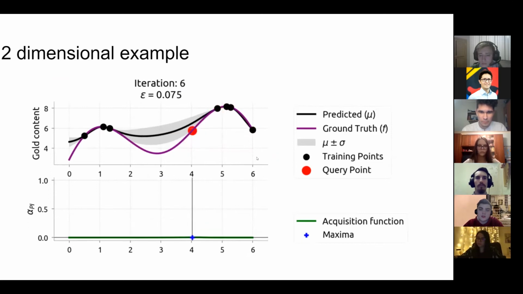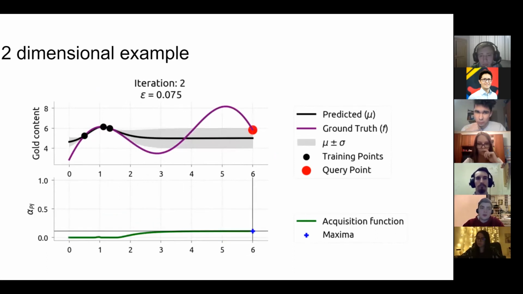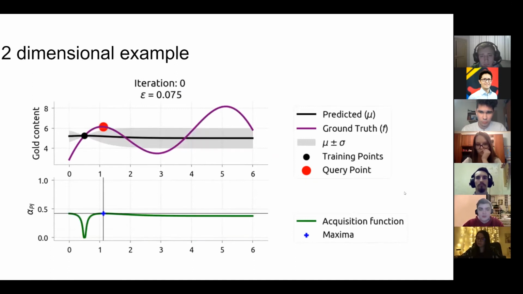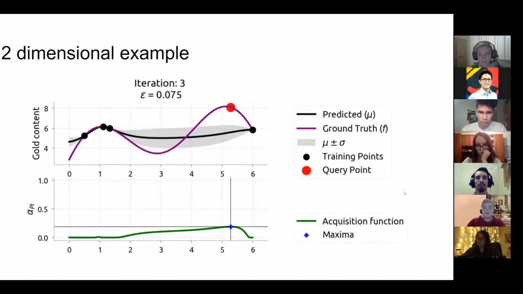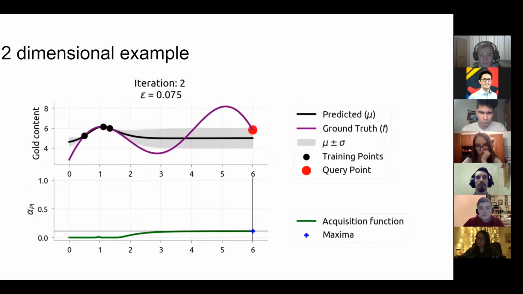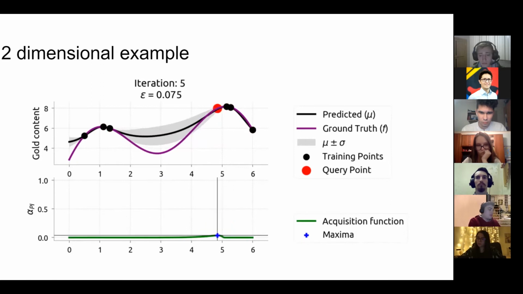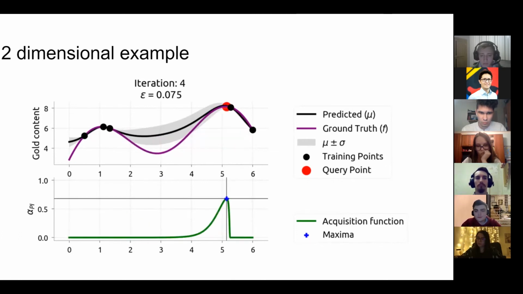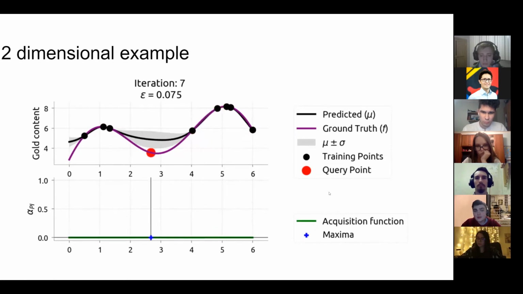In this animation, you can see the process of searching for the maxima of the two-dimensional example. At the bottom of the picture, we can see the acquisition function, which helps us to choose the point with the biggest probability at each step. I guess we can continue.